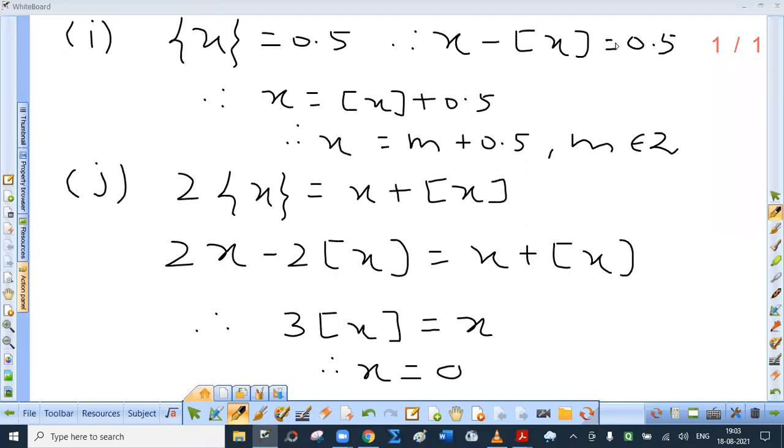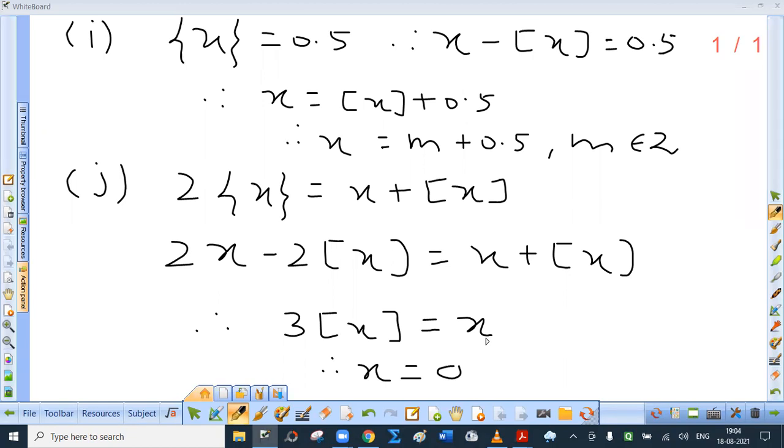Now last part, 2 fractional part x is x plus step x. Now what is the definition of fractional part function? It is x minus step x, but it is 2 times. So 2x minus 2 step x equal to this. Now rearrange the terms. So 3 step x equal to x. Now step x is x by 3, but step x is always an integer. So x by 3 has to be an integer. Now x upon 3 will be an integer if x is nothing but 0.